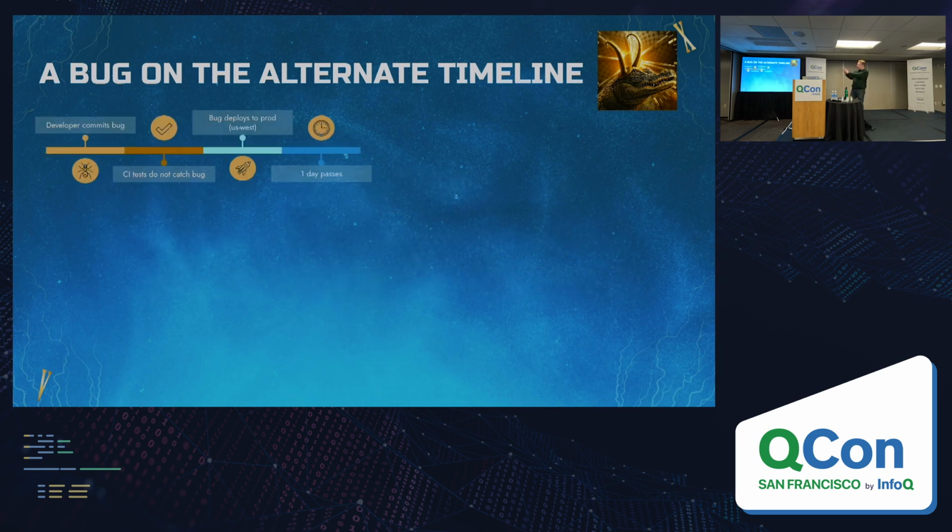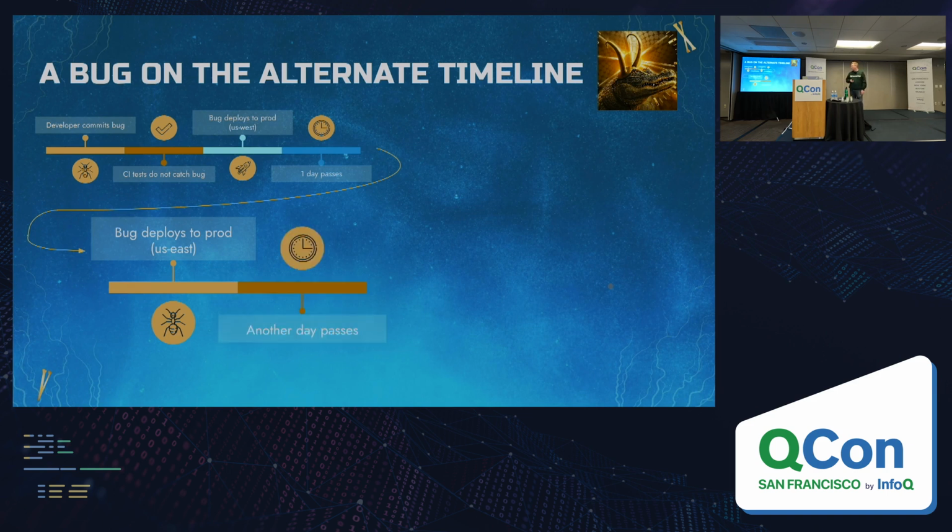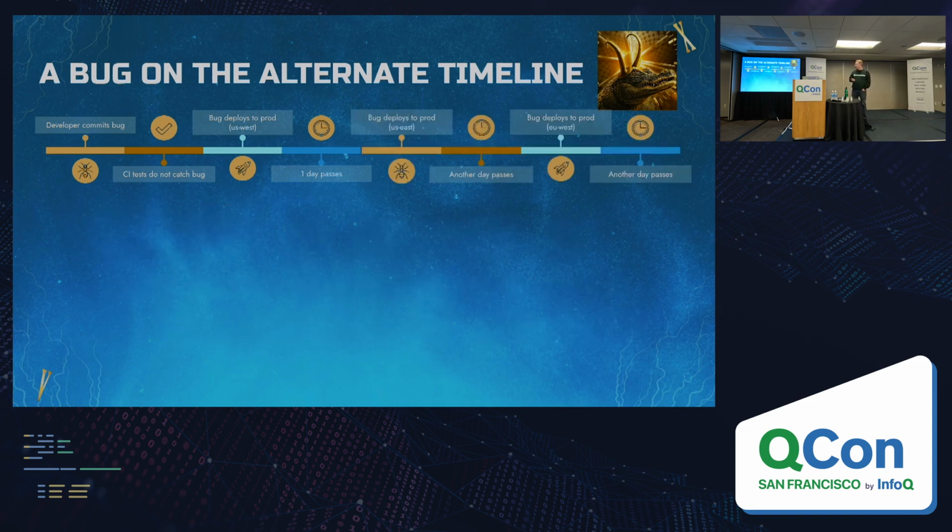And now I'm going to shrink this timeline down a little bit because I need more room to show the rest of the steps. So then, time passes, and the bug ends up getting deployed to US East. Some more time passes, we still haven't noticed there's a bug. Deploys to Europe. Some more time passes. Got to keep shrinking this to fit it all in here because it's getting big.